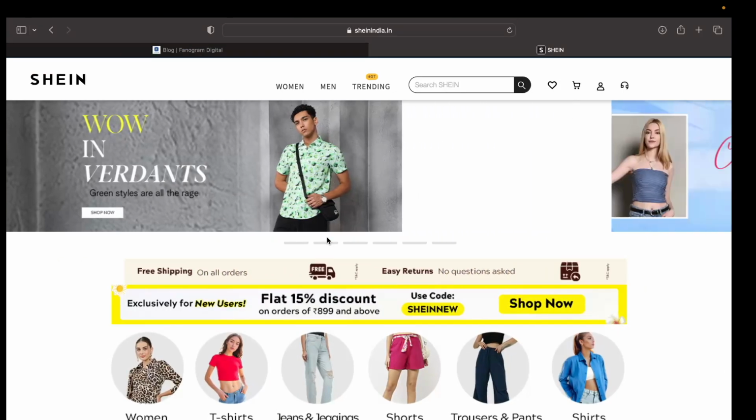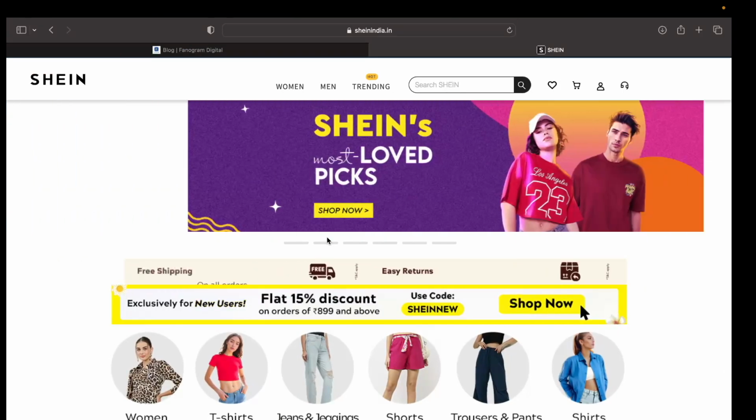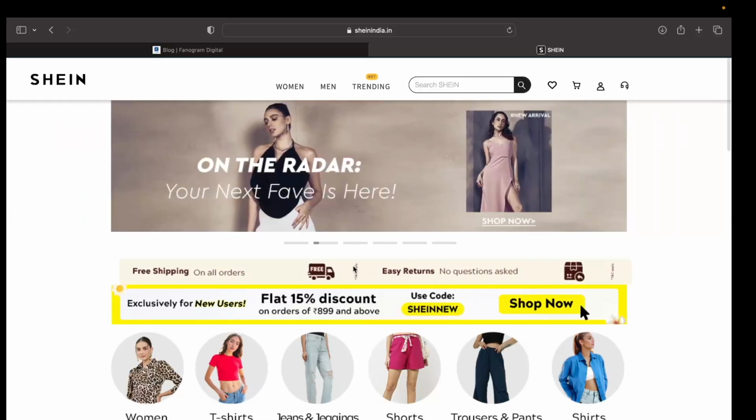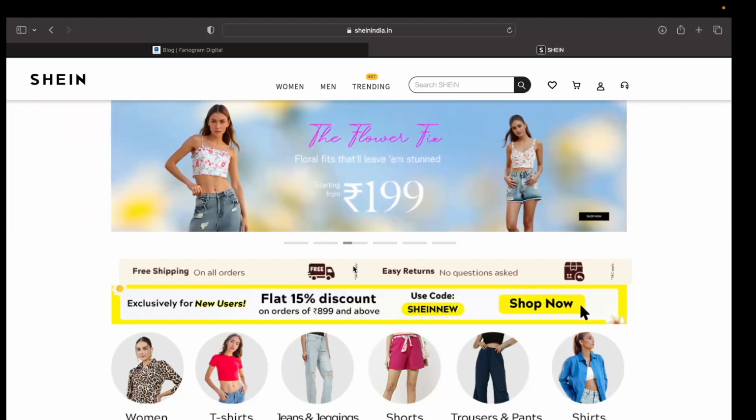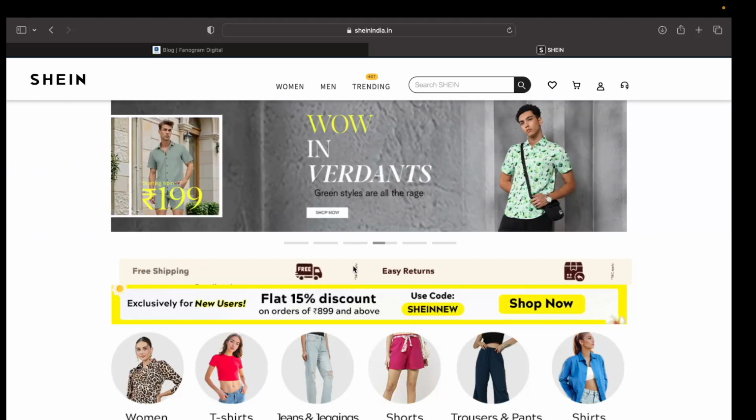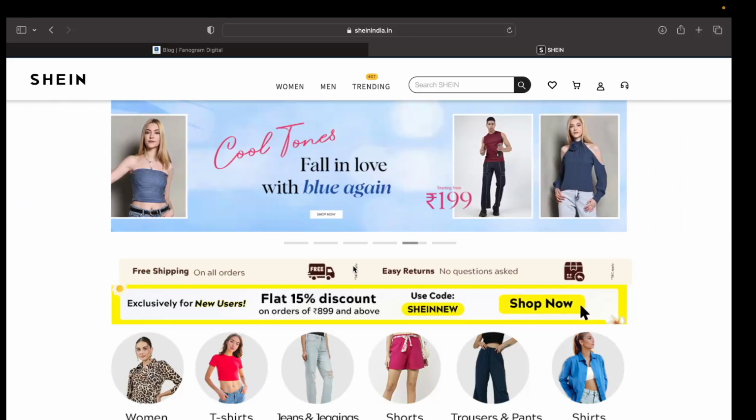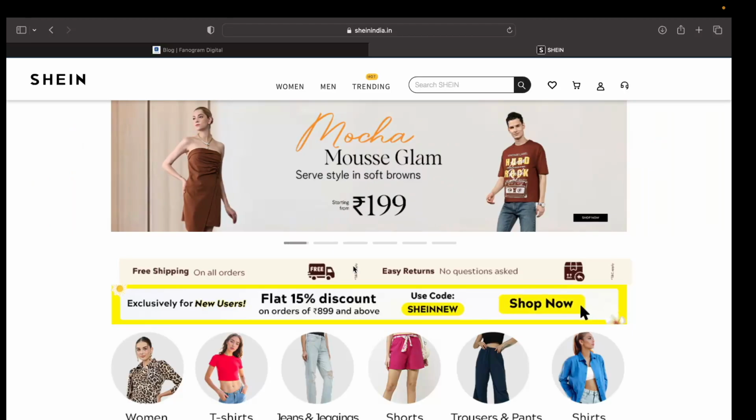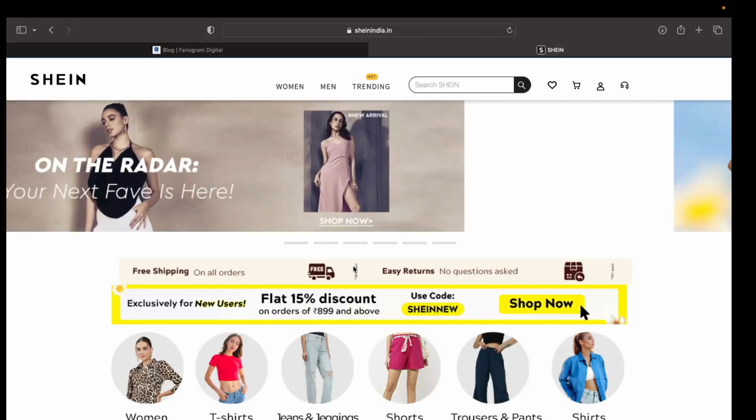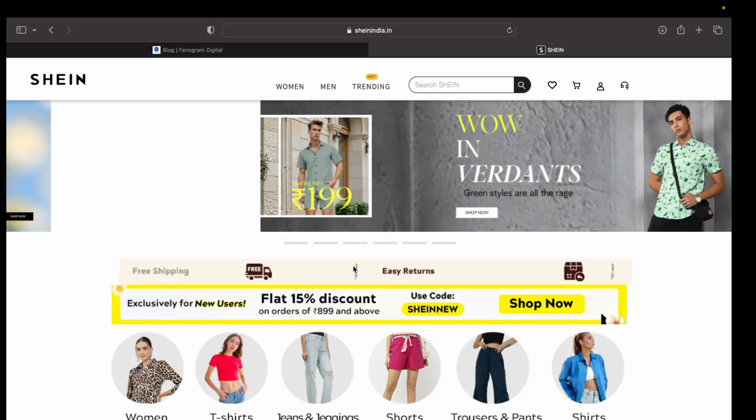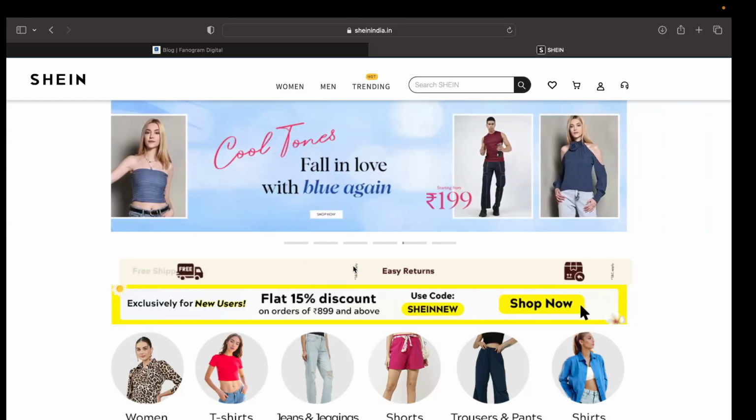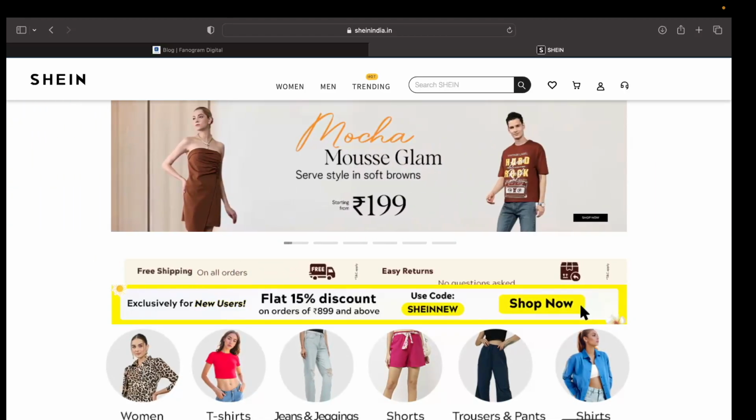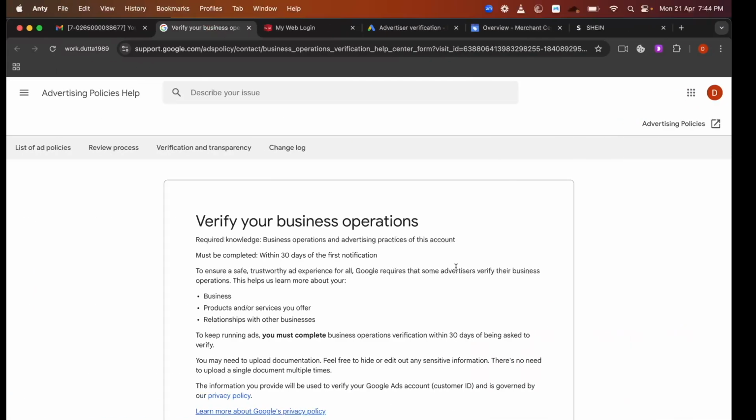Okay, let's take this website as an example. This is shineindia.in. So Shine is a global fashion and lifestyle online e-commerce store. They have built a fully digital supply chain that seamlessly and quickly delivers products to their customers worldwide. Now, Shine has a number of suppliers who directly process the orders from customers and then ship and deliver the products directly to the customers worldwide from their warehouse. So let's go ahead and answer the most tricky questions in the Google Ads business verification form accordingly.